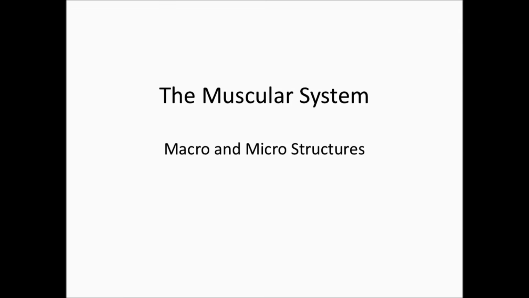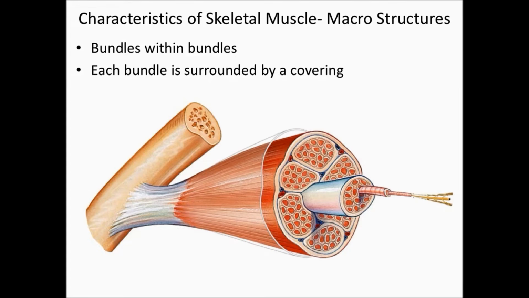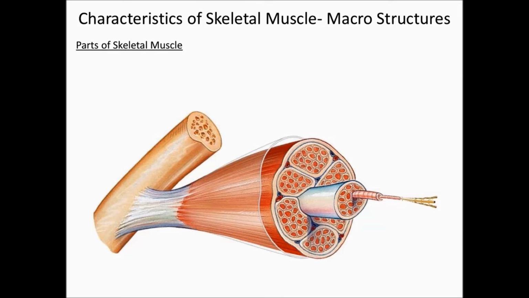For this section of the muscular system, we're going to talk about the macro and micro structures of skeletal muscles. When looking at skeletal muscles, you need to think of skeletal muscles as bundles of bundles of bundles, and that each bundle is surrounded by a connective tissue covering. First, we're going to take a look at the macro structures of skeletal muscles.